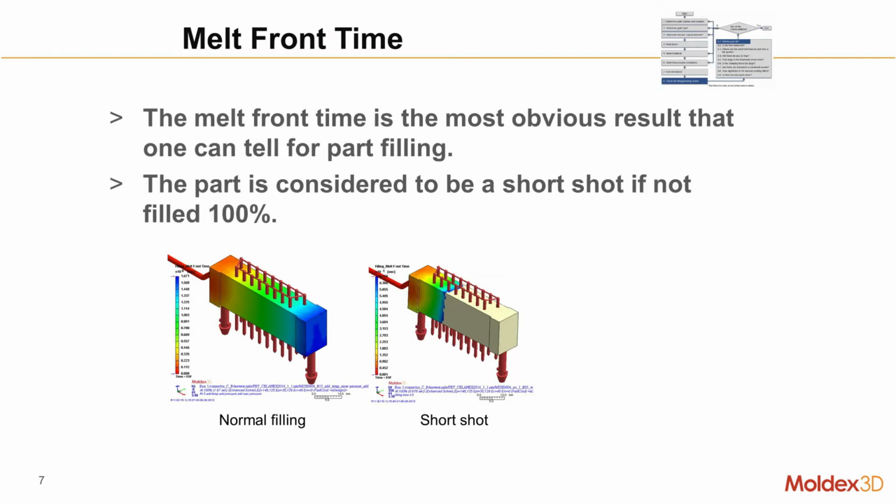The melt front time, like I said, it's the most obvious one when it comes to having a short result displayed. The part is considered to be short if it is not 100% filled. Now in this example here, we have a short that's less than 50% filled, and we'll see as to when this kind of extreme cases do happen. But on the other extreme is that we have seen parts that are 99.5% filled. So visually it is kind of difficult to say whether the part is filled or not unless you really go out and look for it.